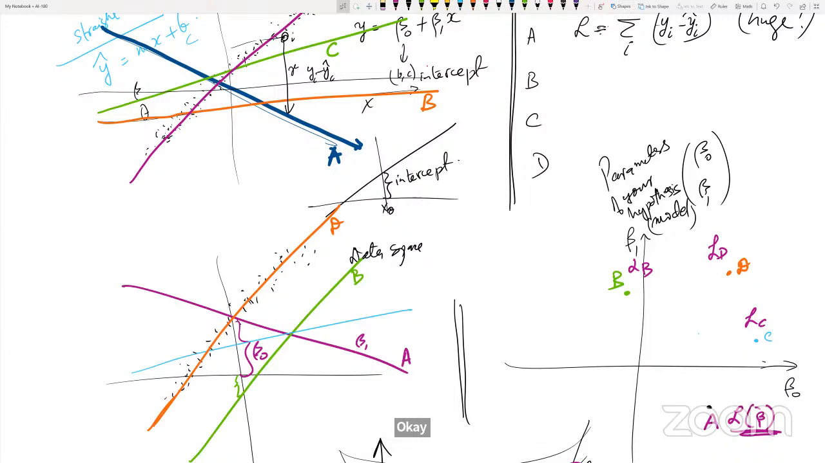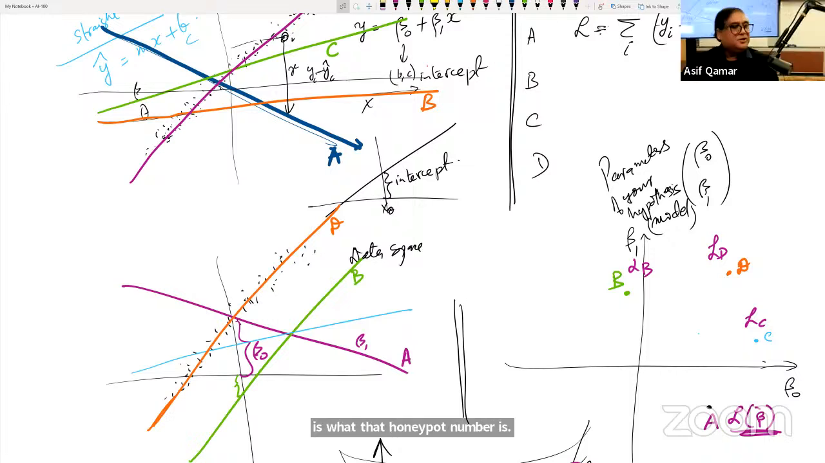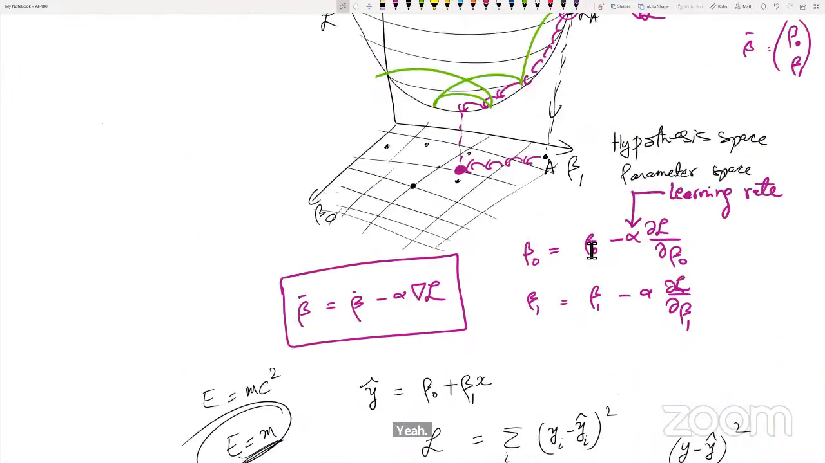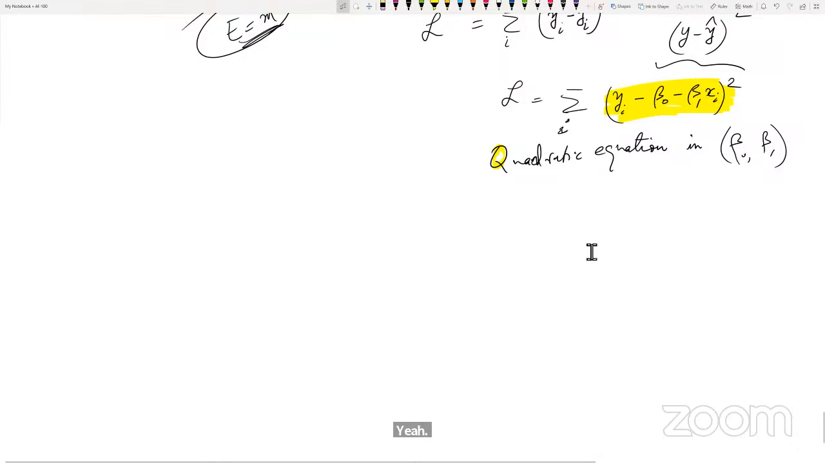Asif, I'm sorry, but I see Madhu replying to SR. Madhu, I think you said the ice cream sold from the past, but that's not what it is, right? It is the amount of ice cream that we should order so that we will maximize the sale, so that no unit is left over. How much ice cream do I order given this temperature is what that honeypot number is. It's not from the data set from the past, it is the future. No, but you learn from the past. You learn from the past, but the honeypot quantity is not the data from the past, right? That's what I'm trying to say.